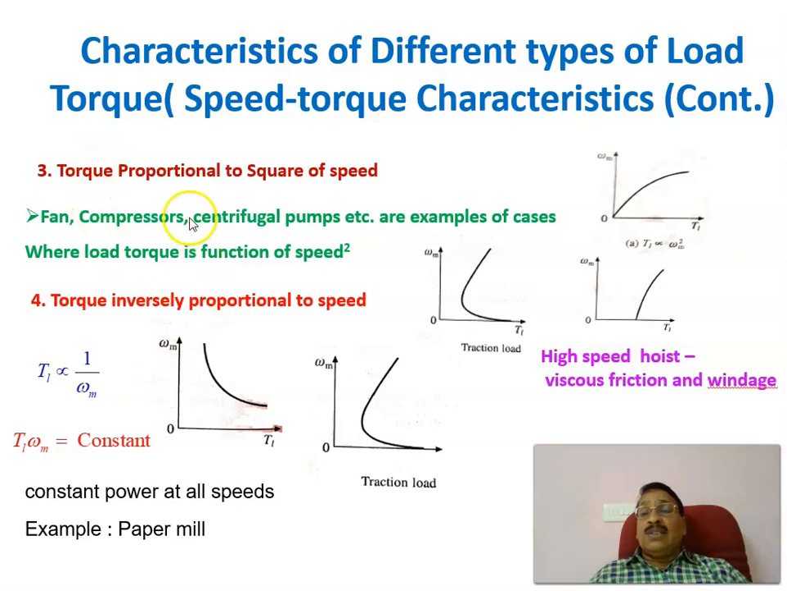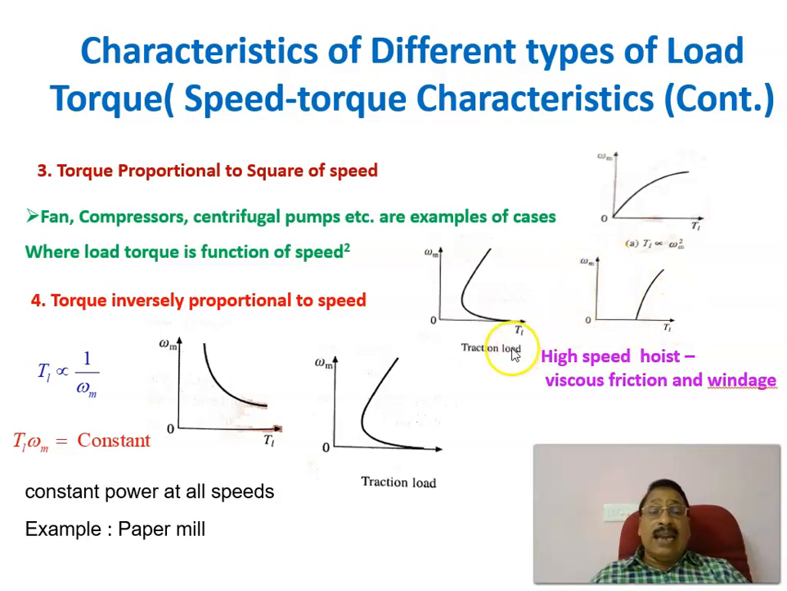Continuing the characteristics of different types of load torque, we have already seen two types. The third one is torque proportional to the square of the speed. Fans, compressors, centrifugal pumps, etc. have a characteristic like this, proportional to the square of the speed. TL is proportional to omega M square. It's not linear, it's a square of omega M. This is also the case for the high speed hoist, viscous friction and windage.